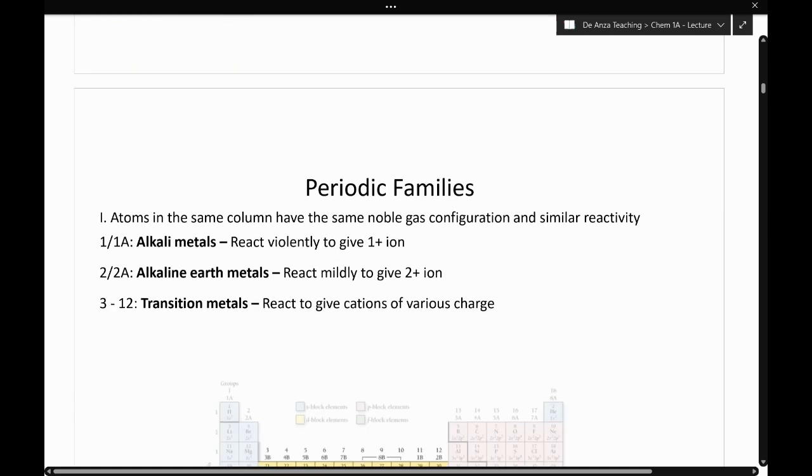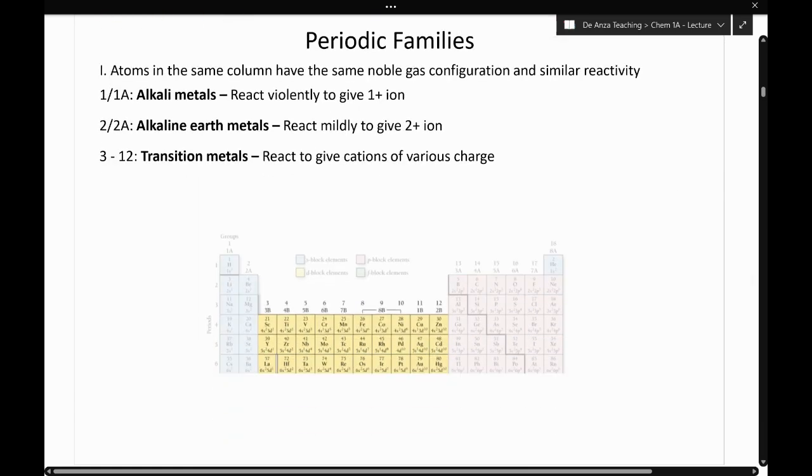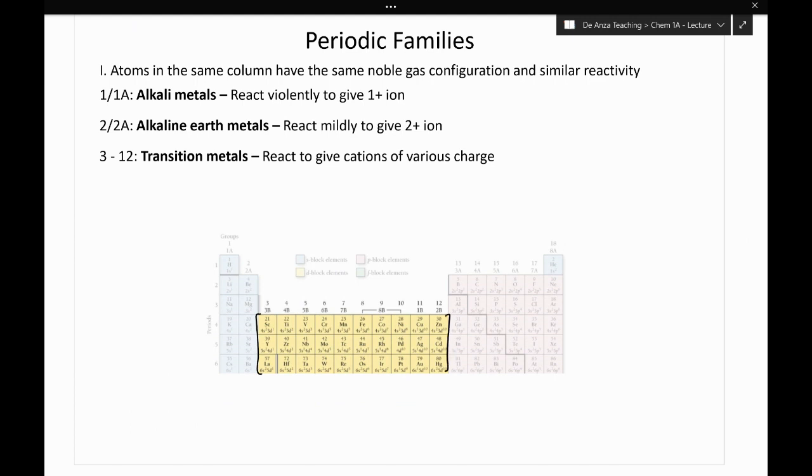Our third family, which is really a group of families, is the so-called transition metals. And that's just the whole middle part of the periodic table. And so, whereas the alkali metals and the alkaline earth metals react to give very predictable charges of +1 and +2, the transition metals are more nuanced. They end up making a couple of different types of ions. And so we say that they react to give these ions of various charge.